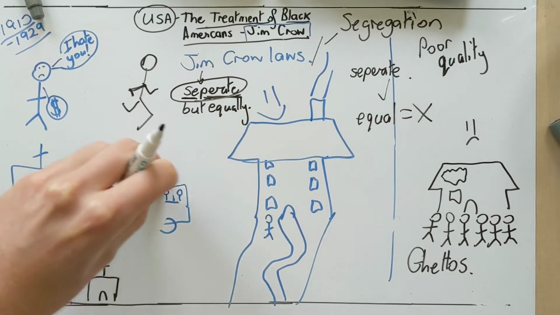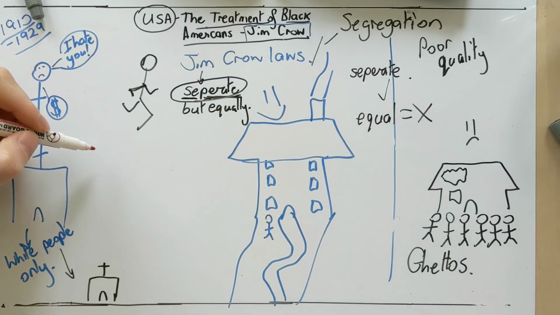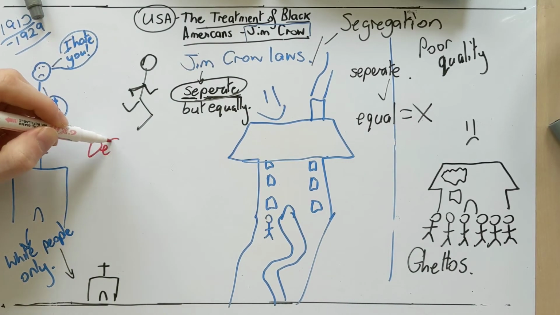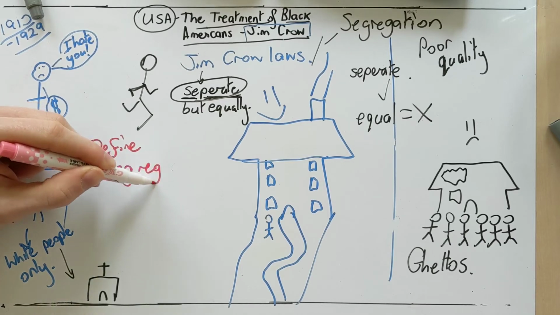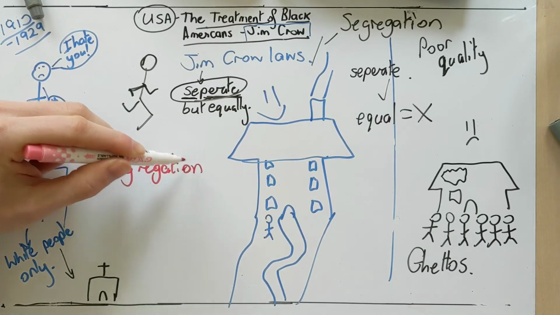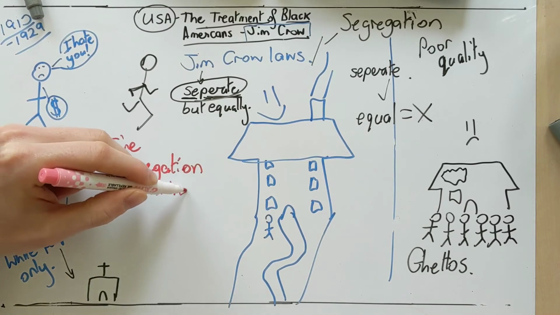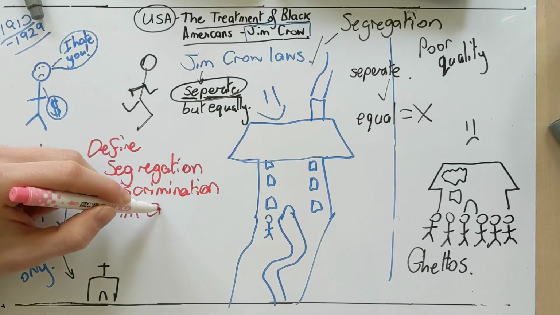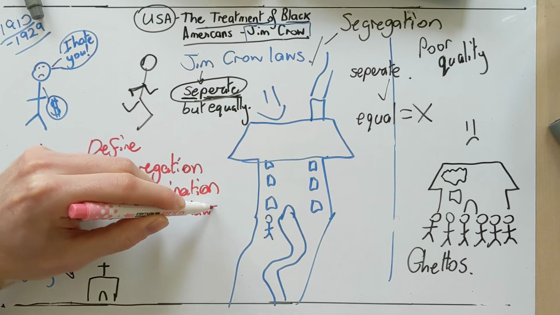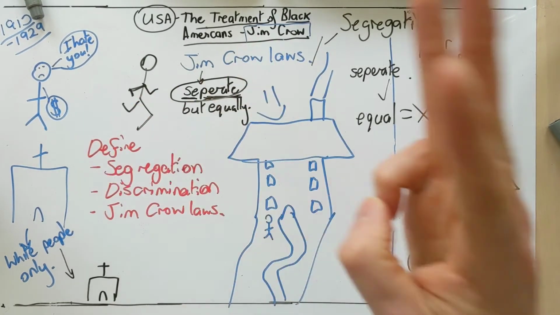Okay. What I would like you to do now is, in your books, define segregation. I would like you to define discrimination. I would like you to define Jim Crow laws. So that's 3 things you have to define.